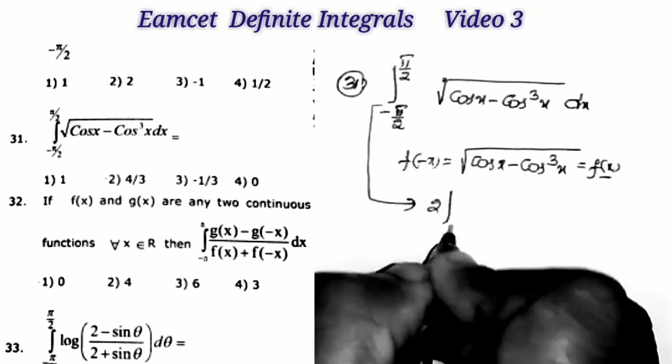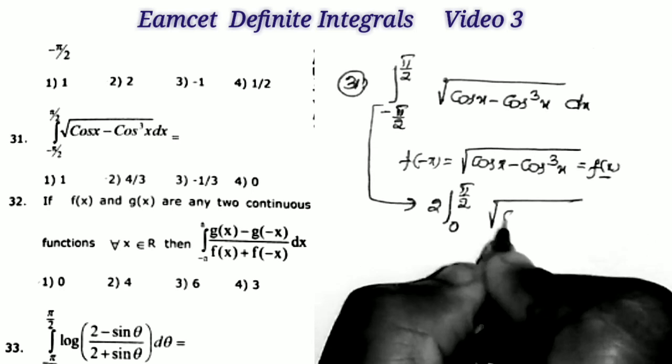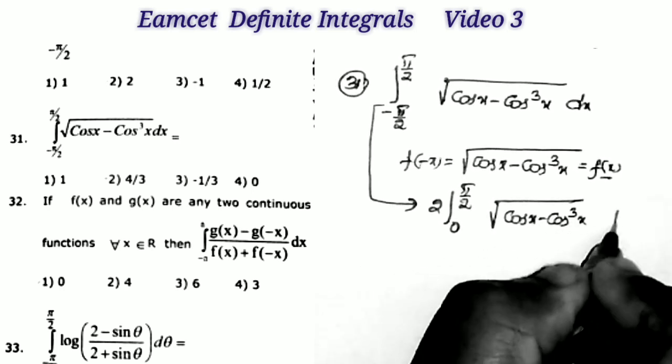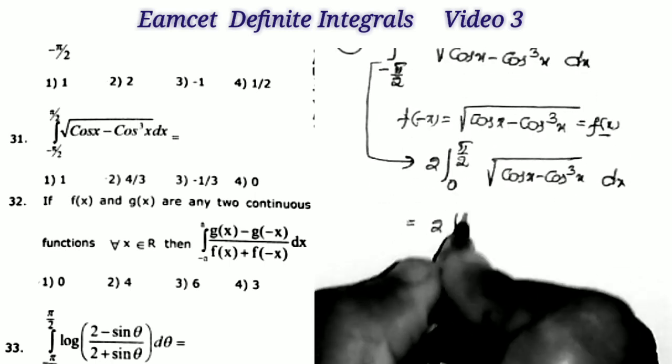That is, we can change the given question to 2 into integral 0 to pi by 2 of square root of cos x minus cos cube x into dx. Since this is an even function, we apply this formula and this is equal to 2 into integral 0 to pi by 2.